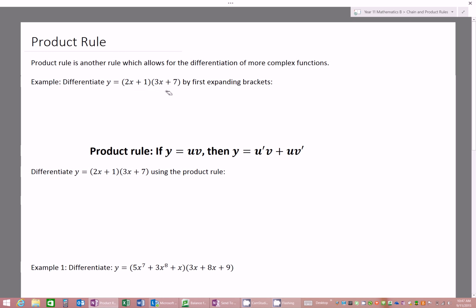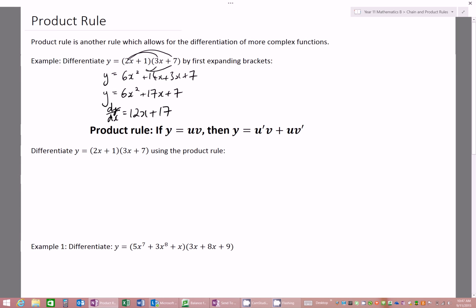Okay, so if we wanted to differentiate this first function, we could expand the brackets. We could just use our FOIL skills. 6x squared plus 14x plus 3x plus 7. We could collect some like terms. And then we can just differentiate it using our power rule. Using whichever notation, I'll use dy dx. 6x squared differentiates to 12x. And 17x differentiates to 17.